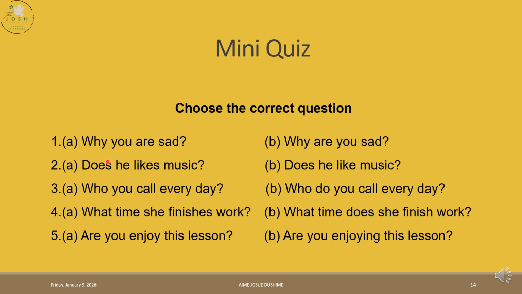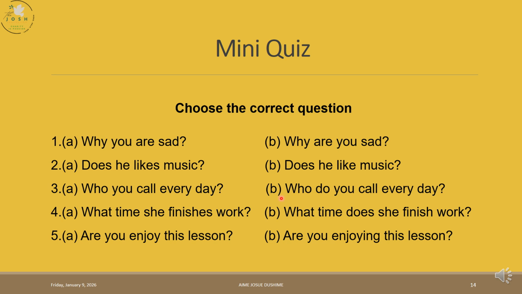Let's go. The first one. The answer is why are you sad? The second is does he like music? Because here we had to put S, and remember we can't put S when we also have the auxiliary does.